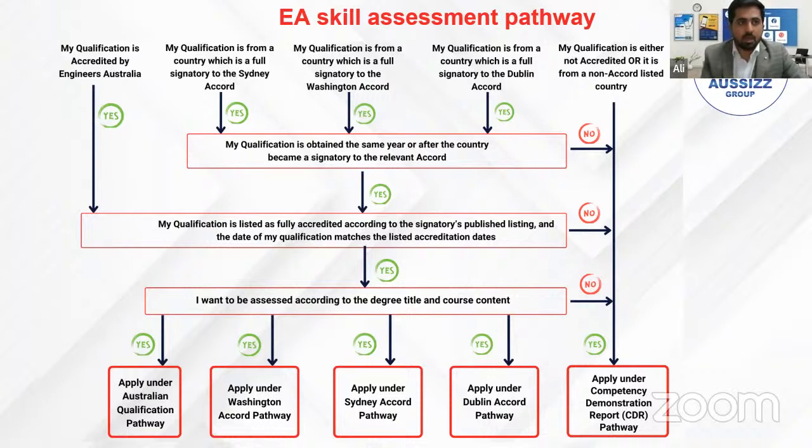I'll discuss both. First, if your qualification is accredited by Engineers Australia, and it is listed as fully accredited according to the signatories' published listing, and the date of your qualification matches the listed accreditation dates, and you want to be assessed according to your degree title and course content, then you can go for the Australian qualification pathway. If it is accredited under the Washington Accord, then you can apply under the Washington Accord pathway. The same rule applies for the Sydney Accord pathway and the Dublin Accord pathway. Now, for example, someone has a qualification which is accredited or comes under these accords.